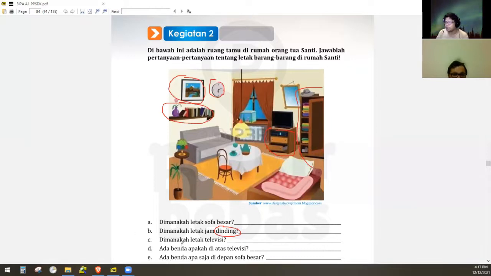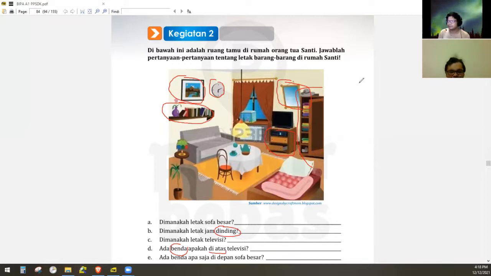Benda, you know, means things. So what things above? For this one, we can say above. What is the thing above the television? Ada cermin. Yes, you can say ada cermin, you don't have to put the di. So, di atas televisi ada cermin. Can you repeat the answer?